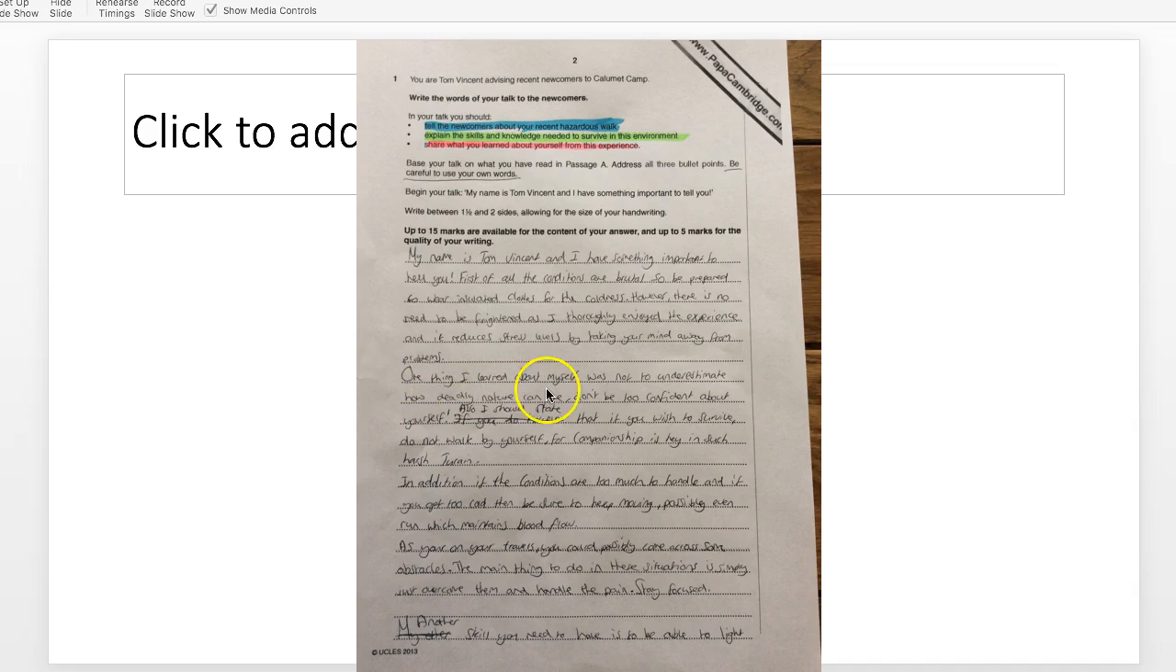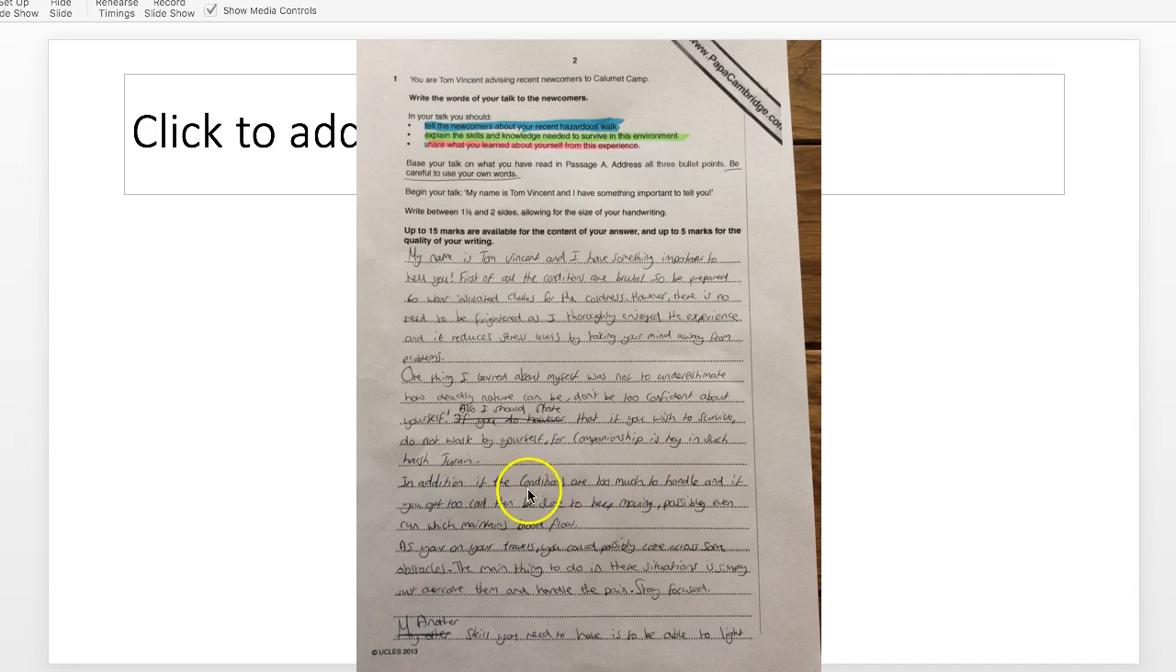One thing I learned about myself was not to underestimate how deadly nature can be. Don't be too confident about yourself. So that bit about confidence is in the mark scheme, but we need some facts about how nature is deadly. Also, I should state that if you wish to survive, do not walk by yourself. Good, that's a fact. For companionship is key in such harsh terrain. Excellent. In addition, if the conditions are too much to handle, well, that's general.